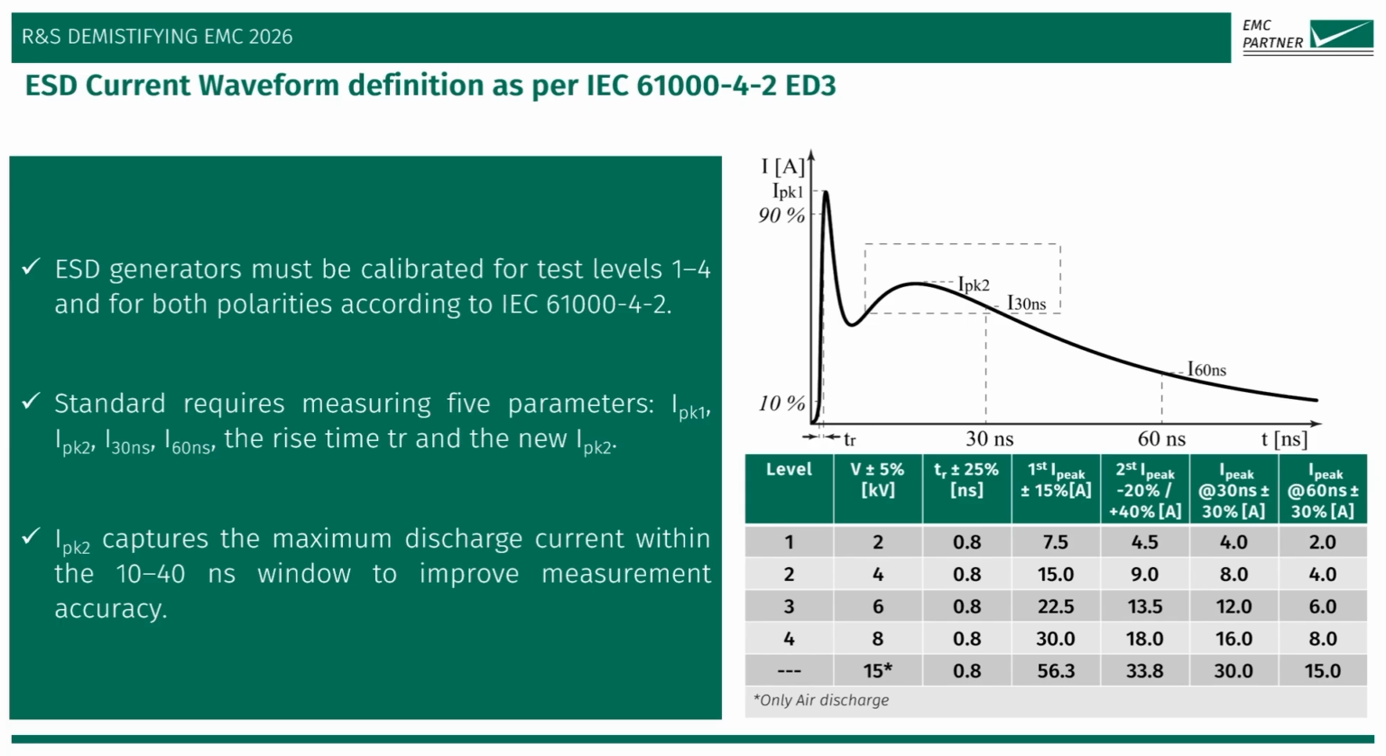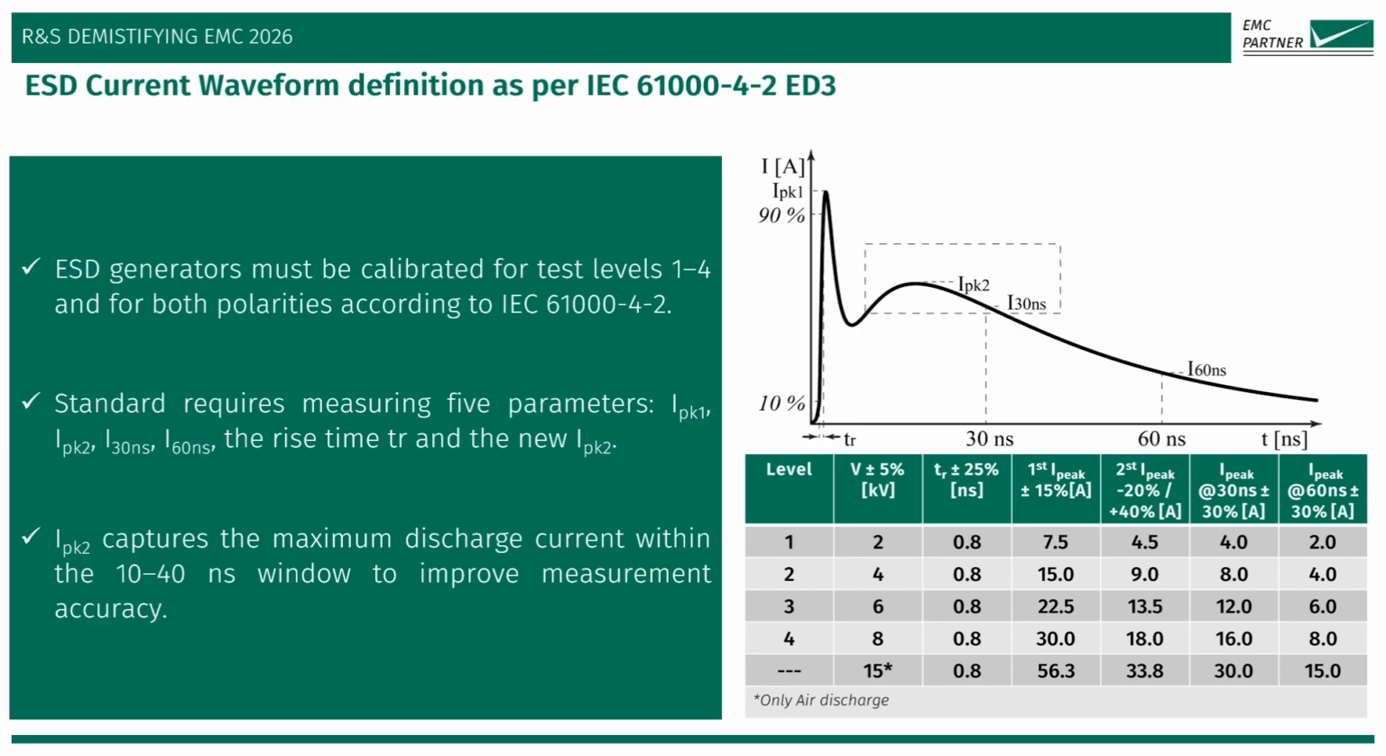What really changed is how we verify the ESD pulse, especially regarding measurement accuracy and repeatability. According to the new standard, ESD generators must be calibrated up to level 4, and for both polarities, 5 key parameters must be measured. The first current peak, the current at 30 and 60 nanoseconds, and the rise time between 10 and 90%, and a new and important addition of peak 2, which is measured between 10 and 40 nanoseconds. We will talk about current peak 2 later on in this presentation.